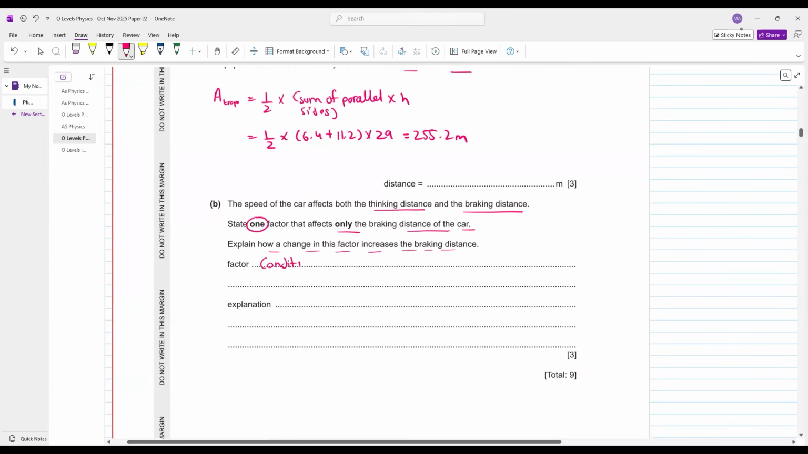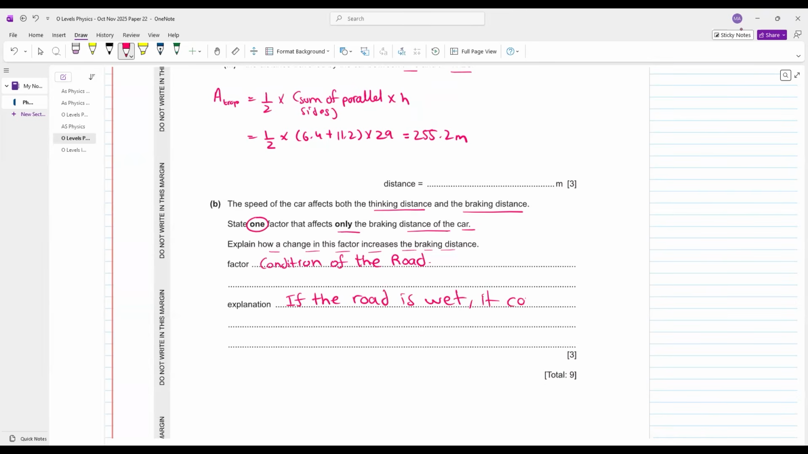Condition of the road only affects the braking distance. What will be the explanation? If the road is wet, it causes the friction between tires and road to decrease.